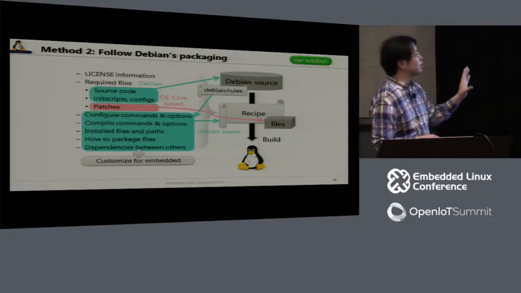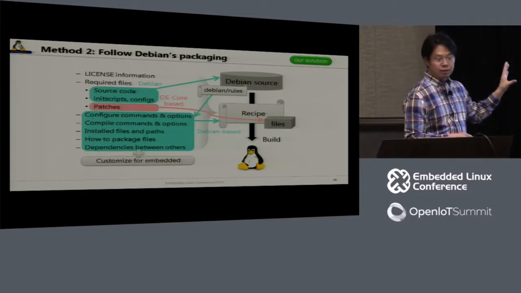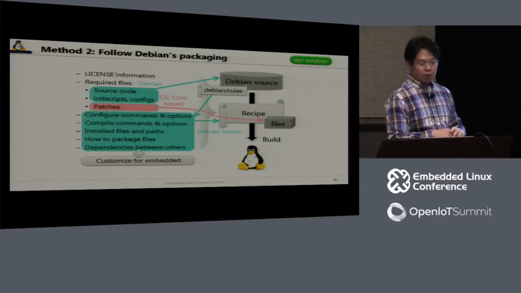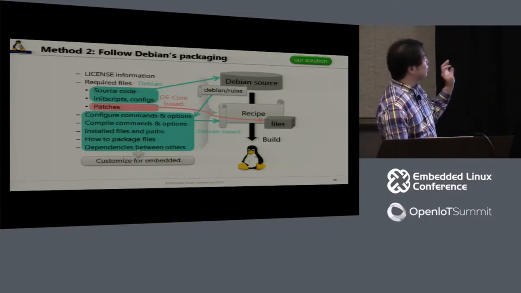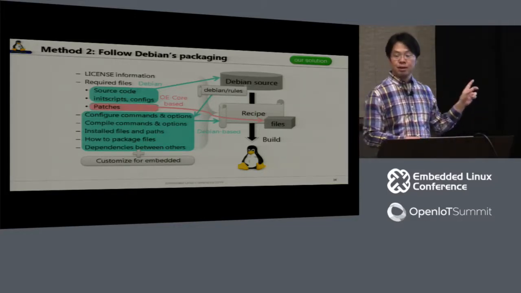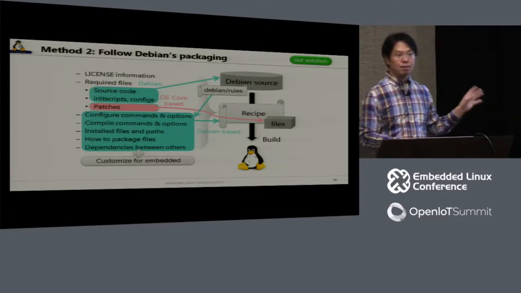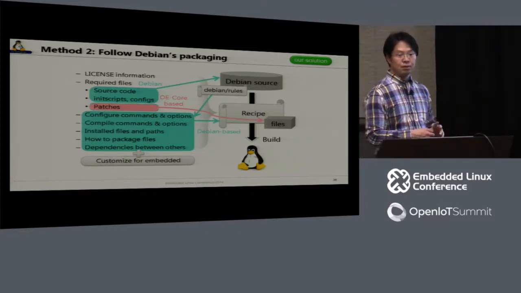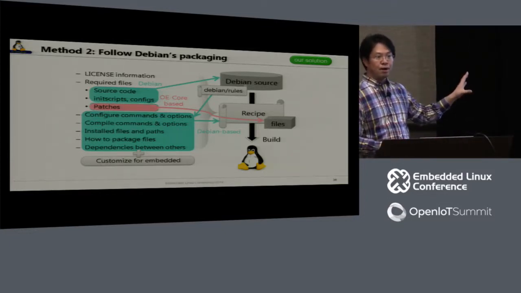So then we made a policy on how to create Poky's recipes. And once we decided, this figure shows it a bit more easily. We use source code and init script and also a configure command and compile command or something like that. It follows the original Debian rules. So that kind of rules are defined.